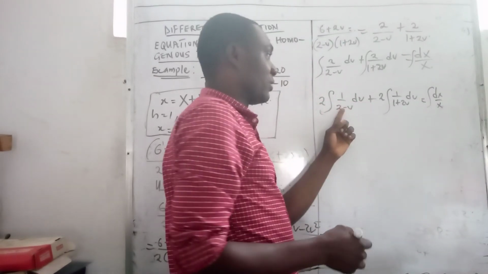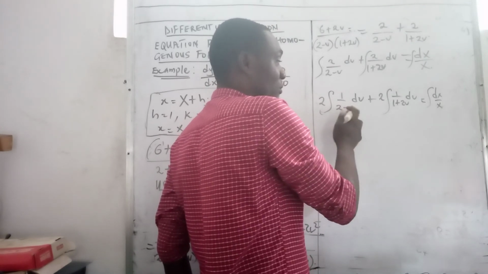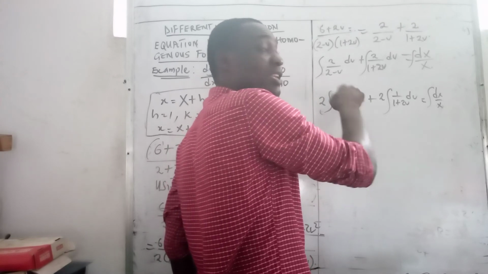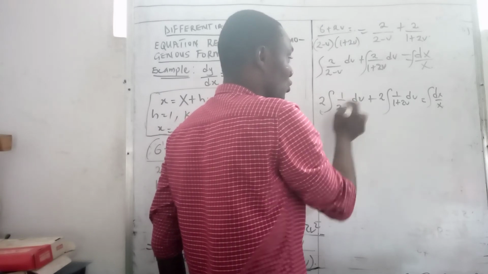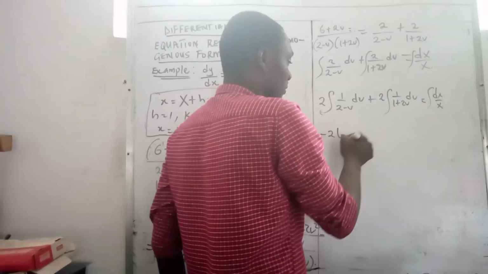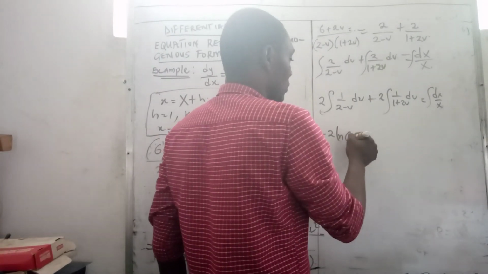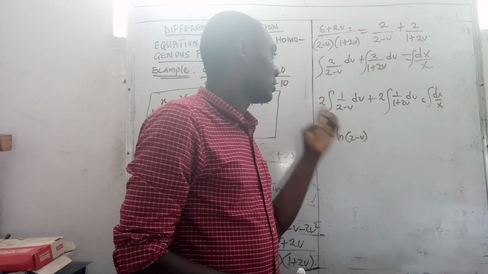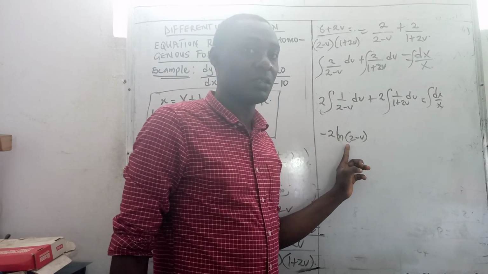Now the integral of this: when I integrate this minus 1 here, I'm going to have minus 1 here, so I'm going to multiply by minus 1. So the integral of this is going to be minus 2 ln of 2 minus v. Assuming I had plus here, there would not be need for the minus, but because of the minus here, I have minus 2 ln 2 minus v.